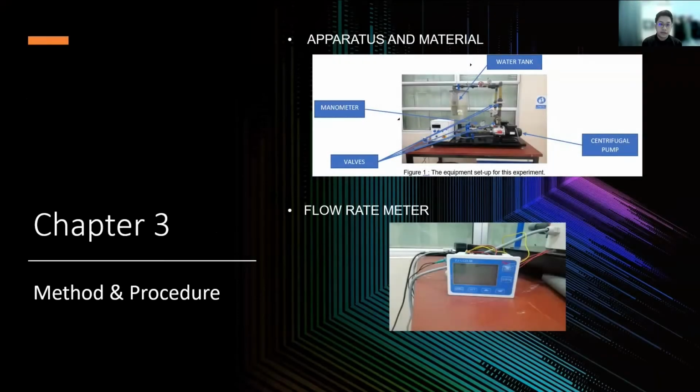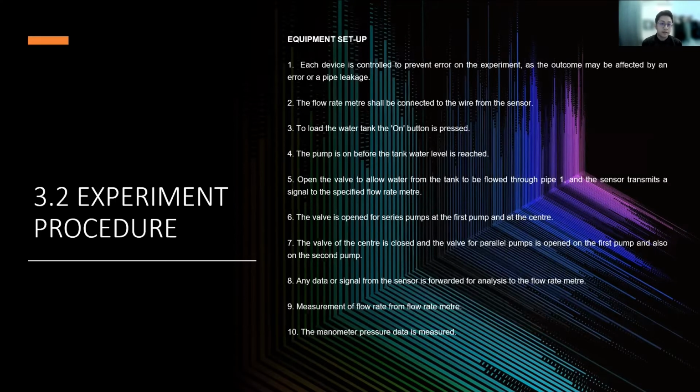So the next chapter is Chapter 3, method and procedure. Based on the picture, there is apparatus and material: the valve, manometer, water tank, and centrifugal pump, and also the flow rate meter. Let's jump to the experiment procedure.